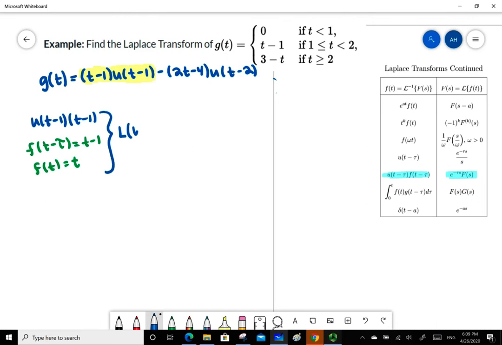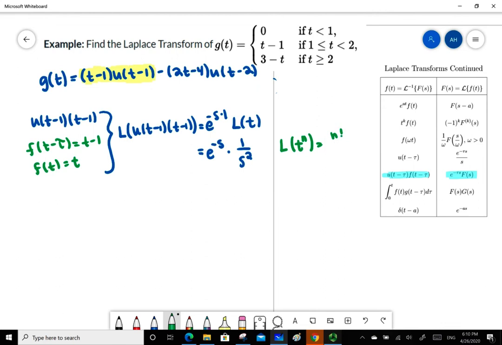So the Laplace transform of u of t minus 1 times (t minus 1) equals e to the negative s times 1 times the Laplace transform of t, which according to the table of Laplace transforms is e to the negative s times 1 over s squared, using the entry: Laplace transform of t to the n is n factorial over s to the n plus 1.